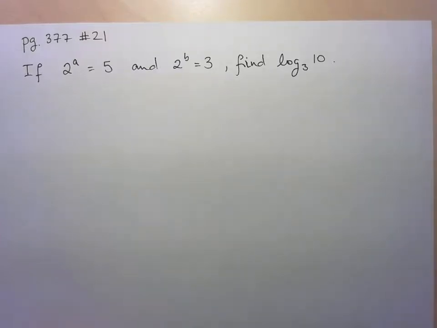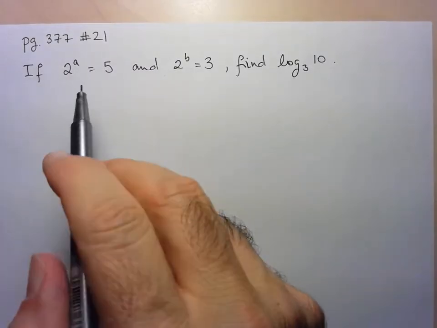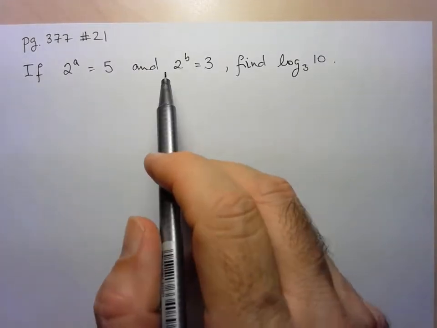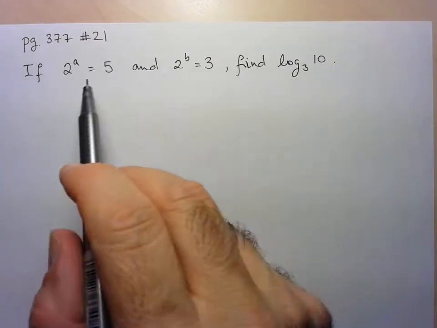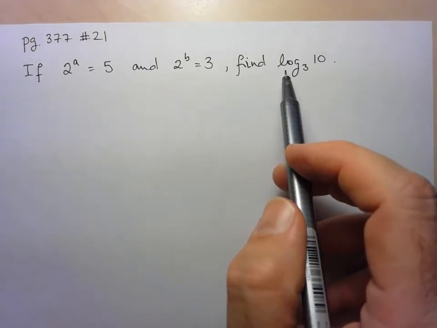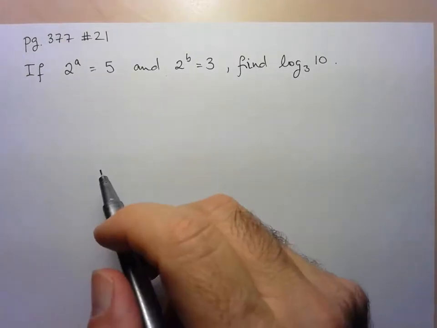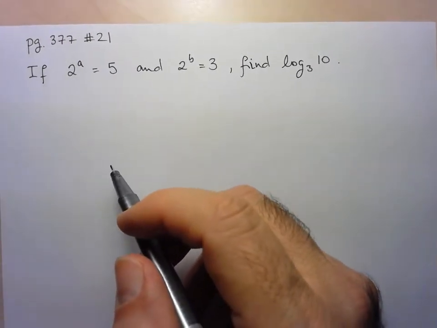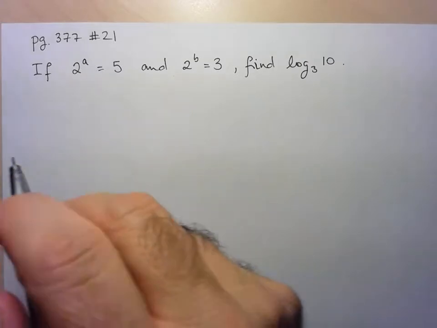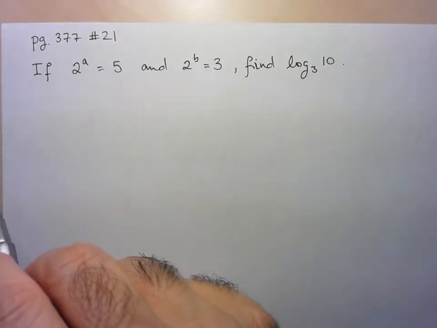Hi folks, we're going to take a look at number 21 on page 377. They give us two pieces of information here. They tell us that 2 to the a equals 5 and 2 to the b equals 3, and then they want us to use this information to find an expression for log base 3 of 10. This is actually a multiple choice question, so we should be getting one of the answers provided in the multiple choices.